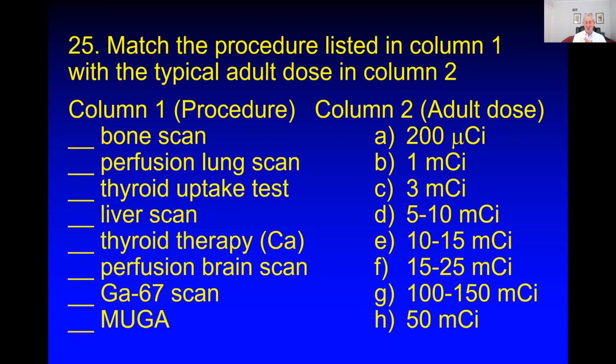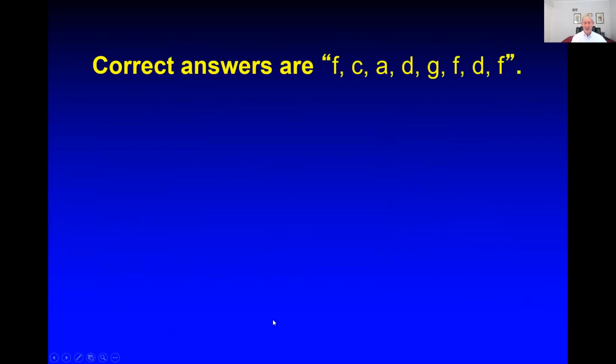Thyroid therapy for carcinoma, that would be G like George. Therapy for carcinoma would be like 150 millicuries. A perfusion brain scan, which we really don't do very often, would be F, right next to it. Again, 15 to 25. A gallium scan will always be D, 5 to 10. Remember that rule. And a MUGA, that would be F again. So we had 3 of them that were F, and there are your answers.